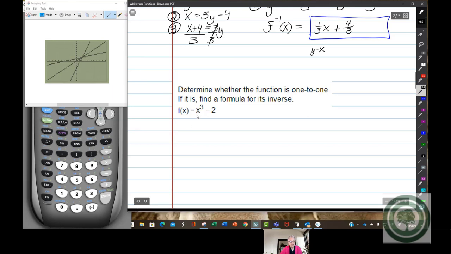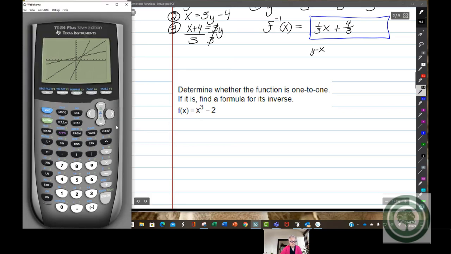We're going to determine if this function is 1-to-1, and if it is, we're going to find its inverse. Well, let's take a look. Let's clear all this stuff. I'm going down y1, y2, y3 and hitting clear every time, and now I'm going back to y1. All right, x to the third minus 2. X caret 3. Now I have to hit the right arrow key to come down. Minus 2. Graph.